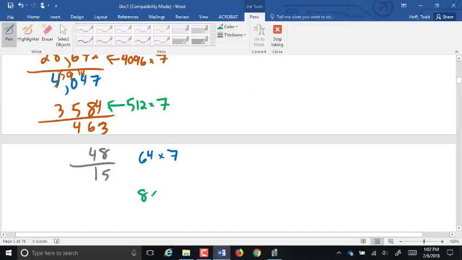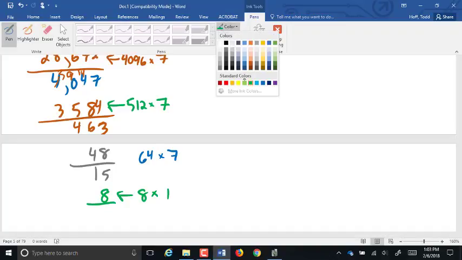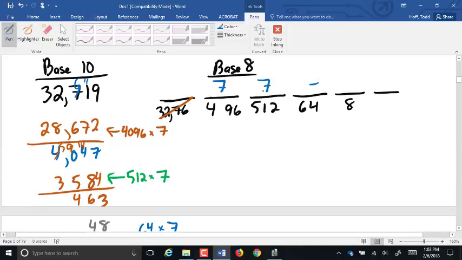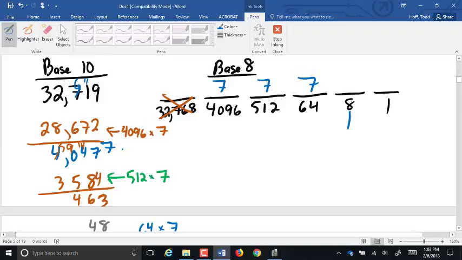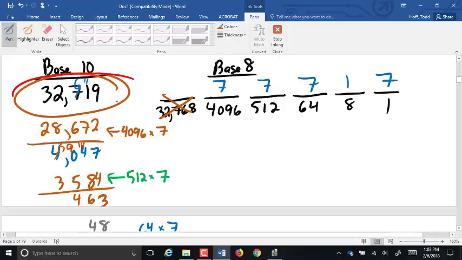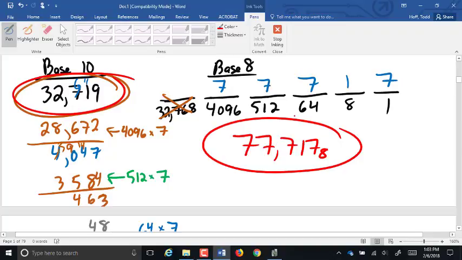Now we are left with the 8's digit. 8 goes in there how many times? Once. So we put a 1 in the 8's digit. We subtract the 8 to get 7 left. So that goes there. So 32,719 base 10 becomes 77717 octal. What do you think?